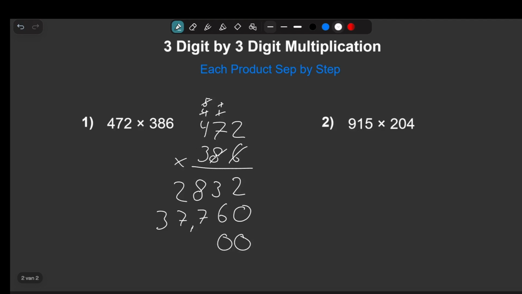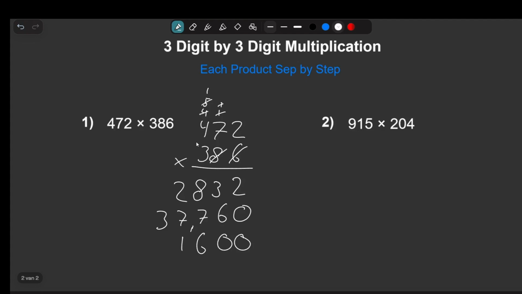So now we're going to do 3 times 2, and 3 times 2 will just equal 6. So we can write our 6 right here. Now we're going to do 3 times 7. 3 times 7 equals 21. So we're going to write our 1 down here and carry over our 1 over here.